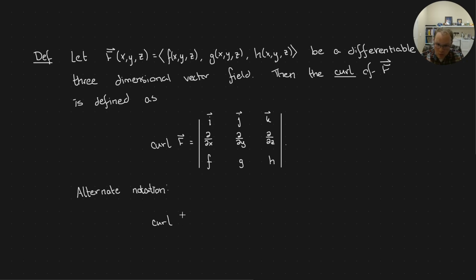Instead of writing the word curl in front, sometimes we will use the gradient operator. Remember, we think of the gradient operator as the vector of partial derivative operators, and we take the cross product of that with our vector fields.